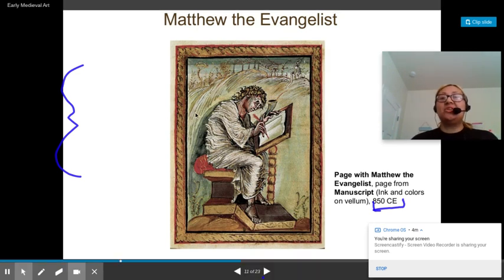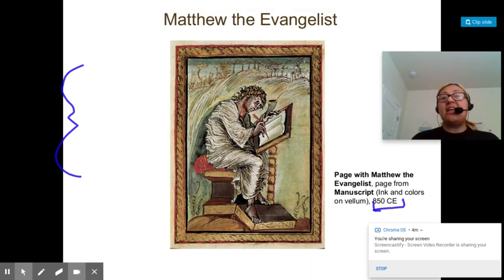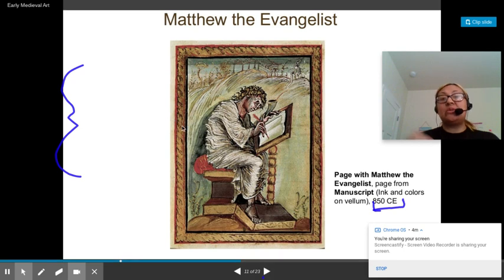Okay, so you see that you have lines here on what looks like a hillside. You have some trees in the background. You have Matthew the Evangelist sitting down, and he's writing a manuscript himself, and he is clothed in white.